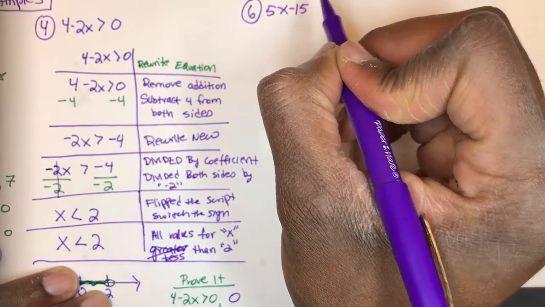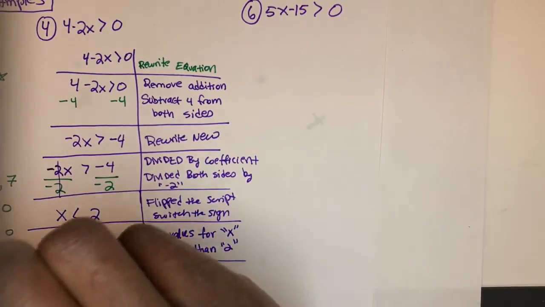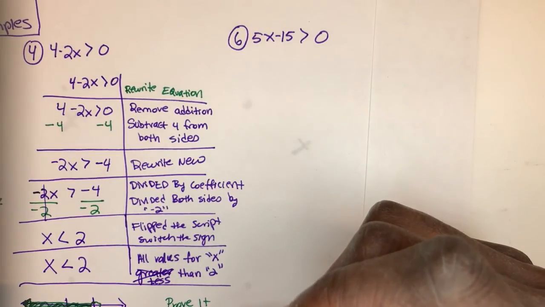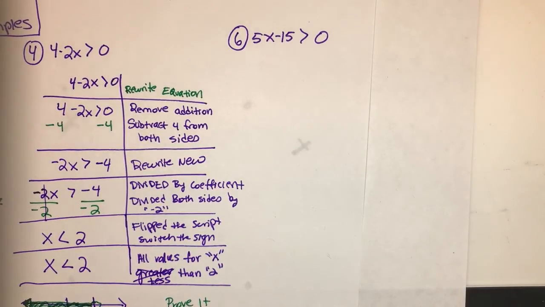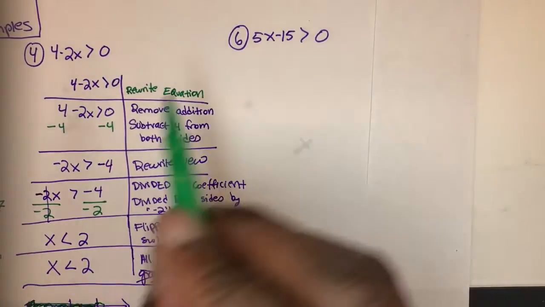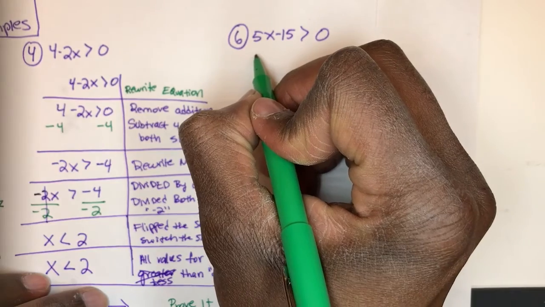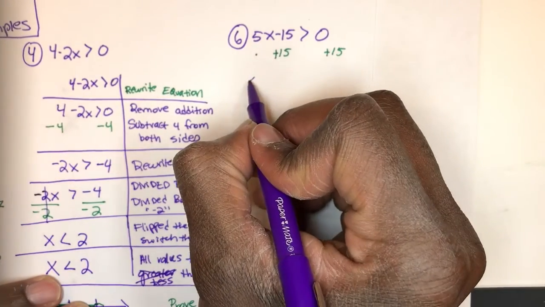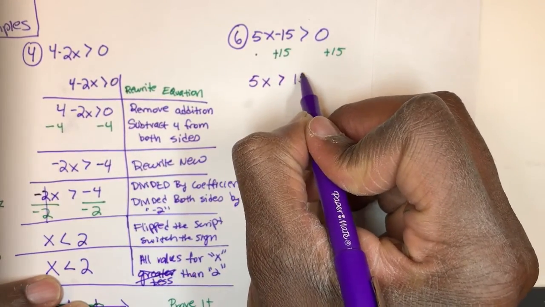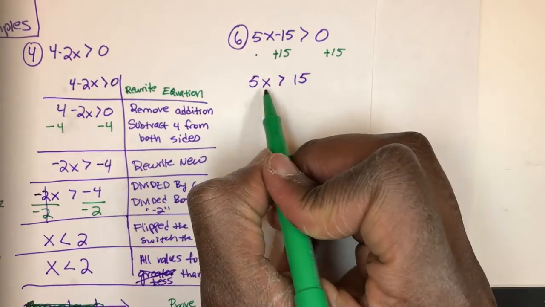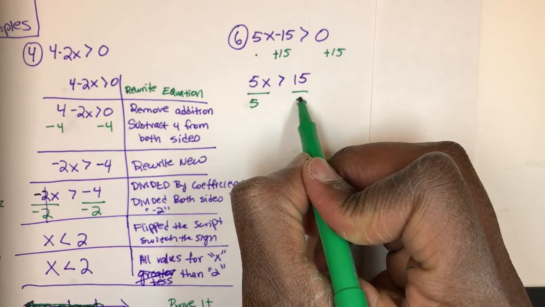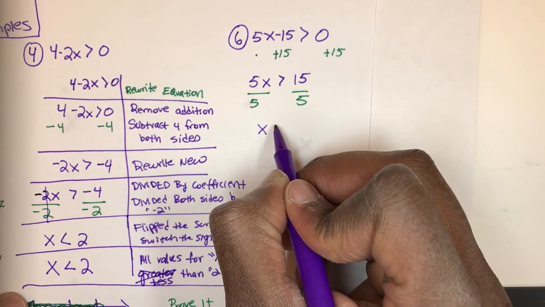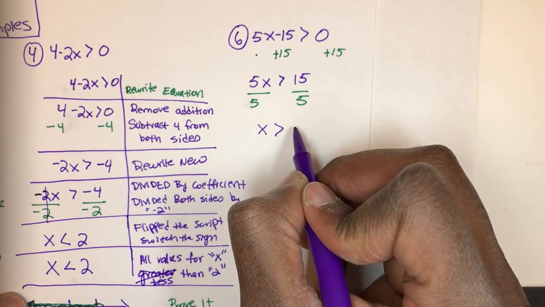5x minus 15 is greater than 0, right? I'm not going to write the whole explanation over here. I'm just going to, if I'm fast enough, go through it, all right? First things first, I need to get rid of the negative 15 and put it on the other side. So I say to myself, plus 15 on one side, plus 15 on the other. Rewrite my inequality. 5x is greater than 15. I need to get rid of the coefficient because it's multiplying that x. I divide. I didn't do any negative dividing, so I'm good. X is greater than 15 divided by 5, which is 3.